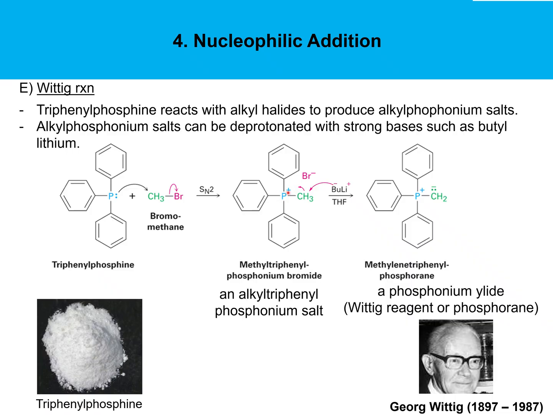Phosphonium salts will have a positive charge on the phosphorus, which makes the hydrogens on this carbon fairly acidic. We can add a strong base like butyllithium to remove one of these hydrogens and therefore produce what we call a Wittig reagent or a phosphonium ylide. The phosphonium ylide will have a negative charge on the carbon, which makes that carbon very nucleophilic, and it also will have a positive charge on this phosphorus.